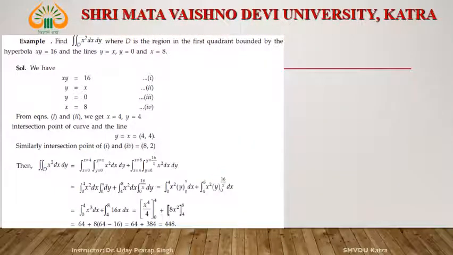Now let us see this one. What is this? Double integral over D of x square dx dy. What is D? It is the region bounded by these curves: xy equal to 60, y equal to x, y equal to 0, x equal to 8. Okay, now see.